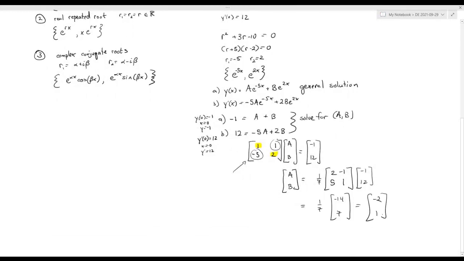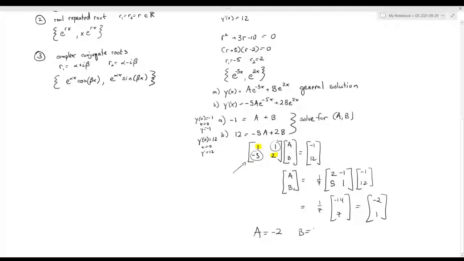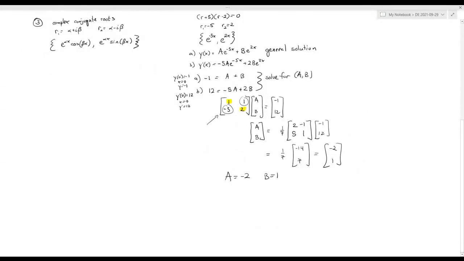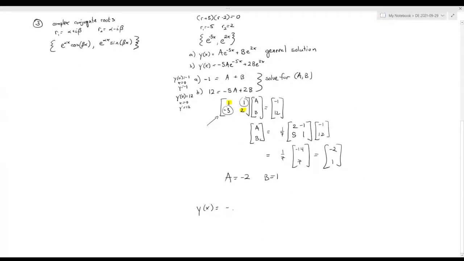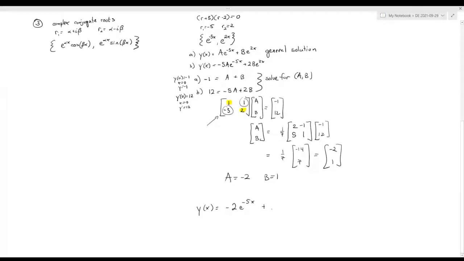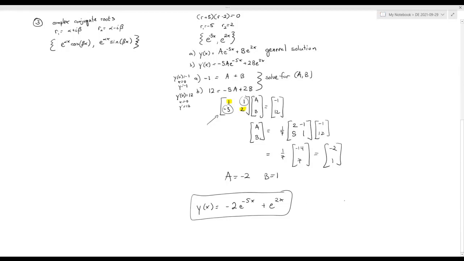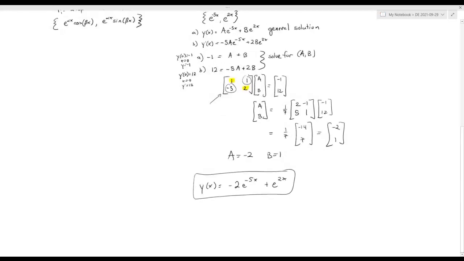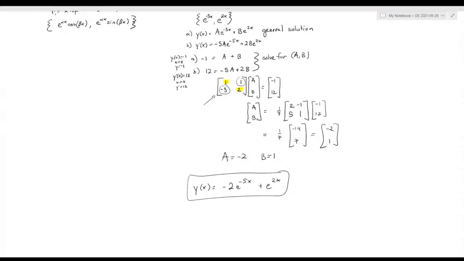So it looks like A is -2 and B is 1. So now our particular solution to the initial value problem is where A is -2 and B is 1. That's easy enough. Case 1, real distinct roots.